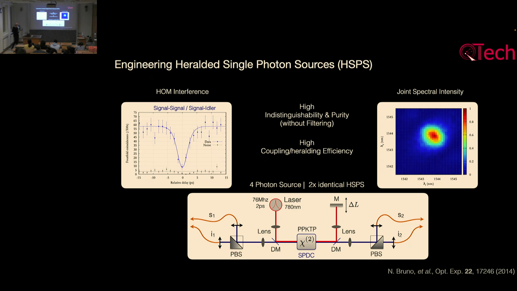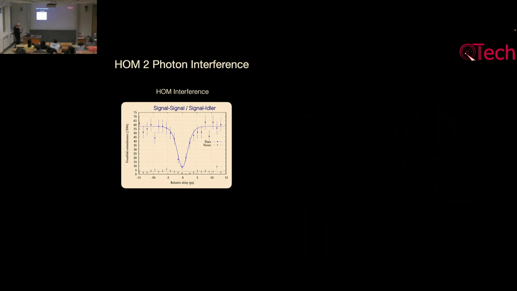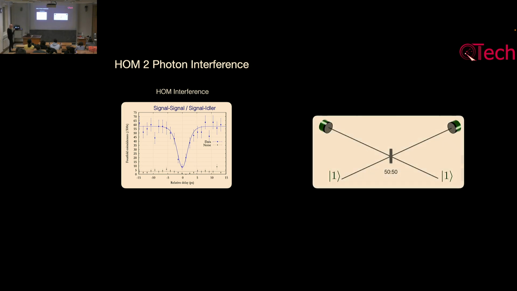So this is a bit of a workhorse for us. This is a sort of core element to a lot of experiments, some of the experiments that I'll talk about here. But this is probably something you may not have ever seen. So here, what's going on? I said Hong-Ou-Mandel interference. What does that mean?